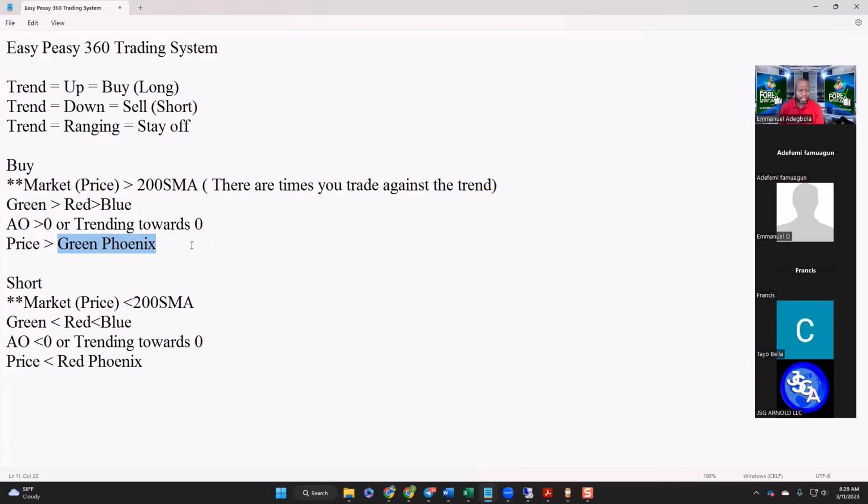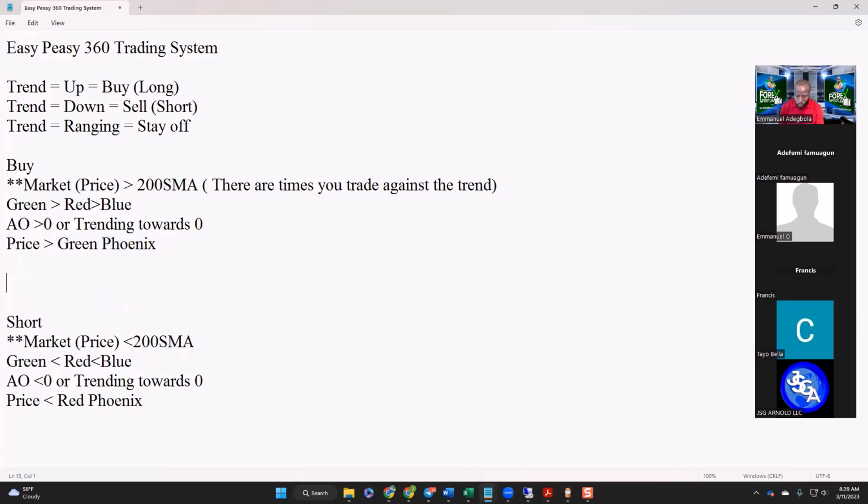We're going to talk about that, stop loss, take profit. Now, then the short: the market is less than the 200 simple moving average. Grain is less than red and red less than blue. Awesome oscillator is less than 0 or trending towards 0, and price is less than red Phoenix.